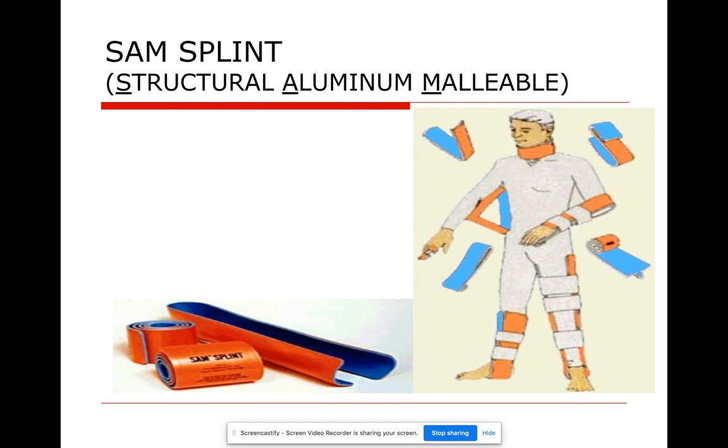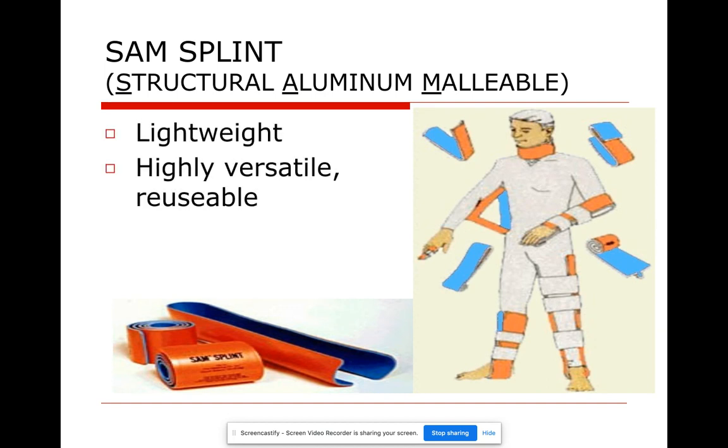Next, we have a SAM splint. SAM stands for structural aluminum malleable. It's very lightweight. It's highly versatile. As you can see in this picture, you can use it for just about anything. And it's also reusable. It's waterproof and it is affordable. This is what we are going to see in the high school setting.